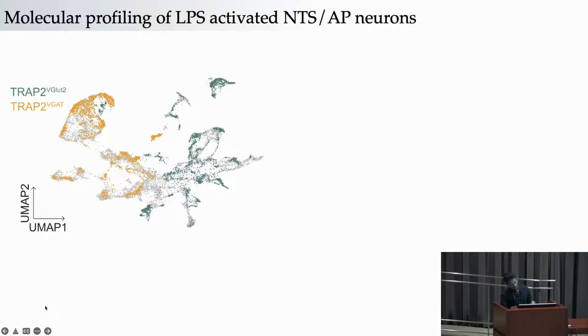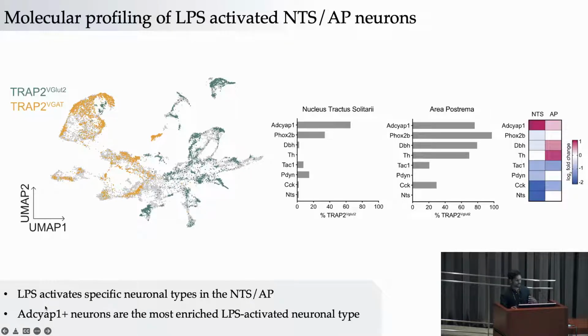And we did subsequent experiments to show that the excitatory cells seem to have the behavioral phenotypes we cared about. So I'm going to show some of the characterization we did for enriched excitatory cell types from our data set. And what you could see is that there are different cell types enriched in this region during the LPS response, but the ADCYAP1 neurons were the most enriched cell type across the NTS and AP collectively.